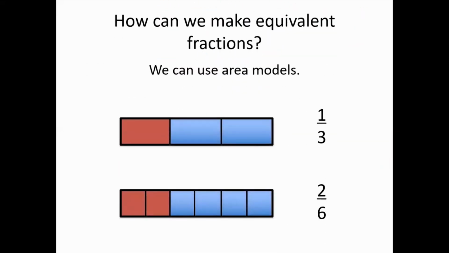How can we make an equivalent fraction? We can use an area model. The area of the red part in the first shape is equal to the area of the red part in the second shape. Here we have 1 red part out of 3 parts, so 1 out of 3. And the same area is divided into 6 parts, so 2 out of 6. So 1 out of 3 is equivalent to 2 out of 6. We can change from 1 out of 3 to 2 out of 6 by multiplying both the numerator and denominator by 2. So 1 times 2 equals 2, and 3 times 2 equals 6.